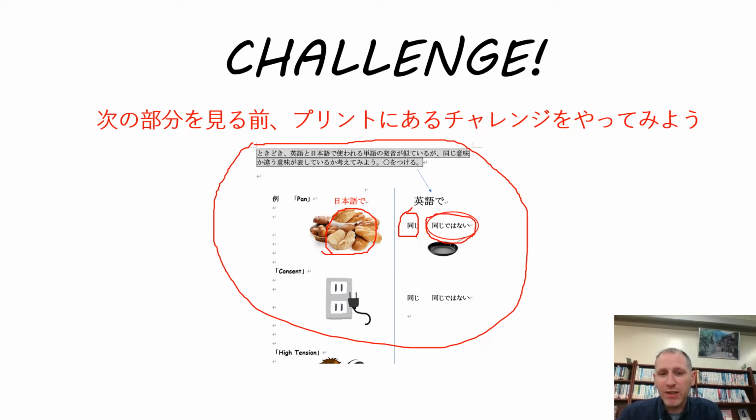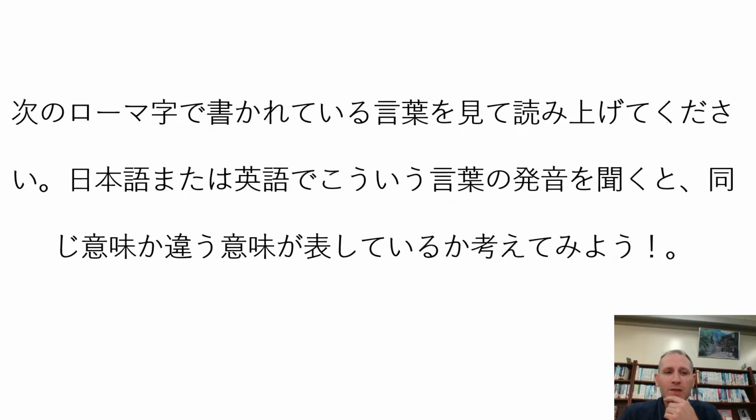Okay? De, kore yatte kara 動画進んでください。Okay? とりあえず一時停止してください。はい、問題やってください。で、今からまた英語を話します。Okay, so just take a look at the printout and try to guess, do these words, pan, consent, high tension, one piece, do these sounds mean the same thing in Japanese and English? If yes, onaji, circle. If no, onaji de wanai, circle please. Okay, and maybe you're done by now, so let's watch the video. 次のローマ字で書かれている言葉を見て読み上げてください。So that's the challenge you have to do.